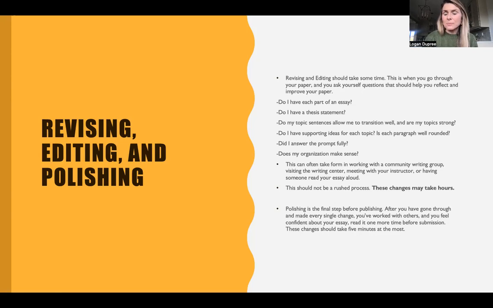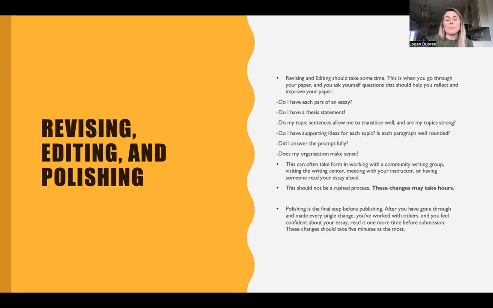And again, guys, these are just a few of the questions you should be asking yourself. But what I want you to notice is these are your big key components. This is what helps you really understand the fundamentals of making sure that all the important pieces of the paper are present. This can often take form in a writing center, a writing community group of students that you trust and that you want to share your writing with, meeting with your instructor, or even just reading your essay out loud to a family member or a friend who lives with you and asking them if the message is clear and if you really developed what you were trying to say in a good way.